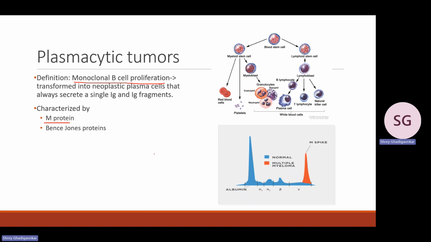So over here in this picture, you can see what a normal serum electrophoresis looks like in blue, and you can see the orange one, which is in a patient with multiple myeloma, where you have what is known as the M spike. The M spike basically comprises gamma globulins. So these are mainly immunoglobulins, and since they're too large, they don't pass in the urine. On the other hand, you have Bence-Jones protein, which is basically excessive light chains, and these are usually secreted in the urine. So you can find these in the urine.